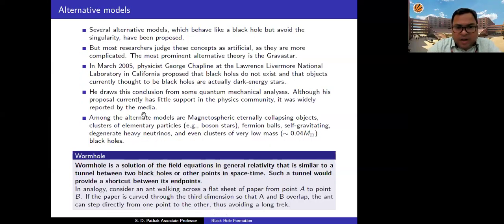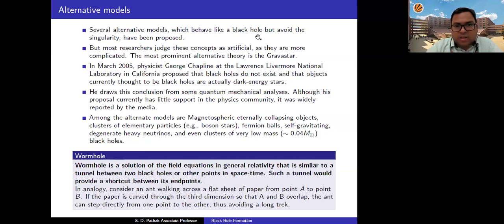And there are alternative models of the black hole, apart from the main general theory of relativity. There are alternative-model theoreticians, and the media take some of them seriously, especially this one, the dark energy stars. In 2005, George Chapline at the Lawrence lab developed this theory: the black hole is nothing but is basically made of a dark energy star. It was popular in the media, but not in the theory, not in the scientific community.